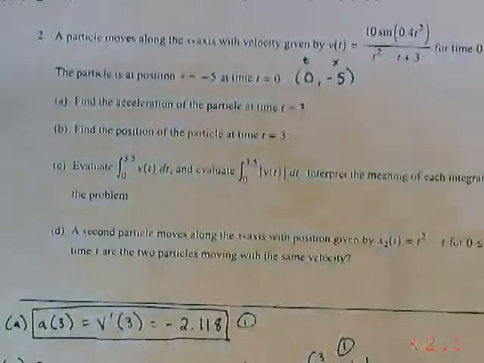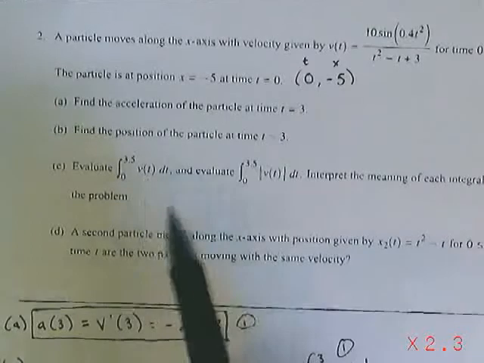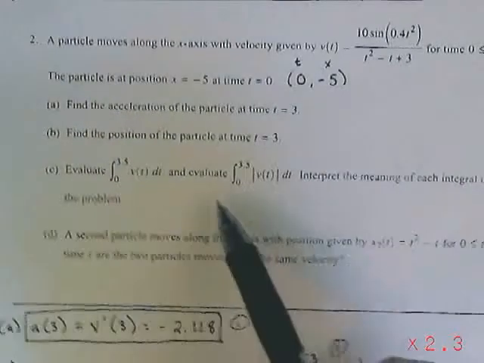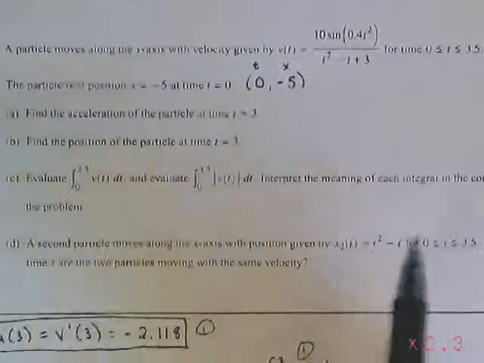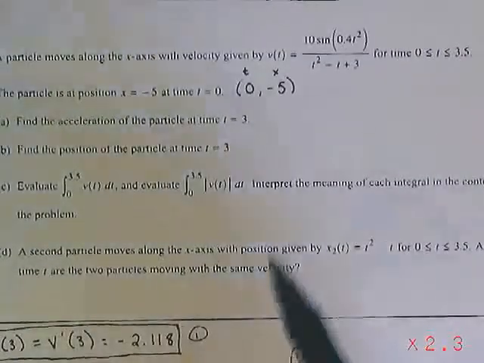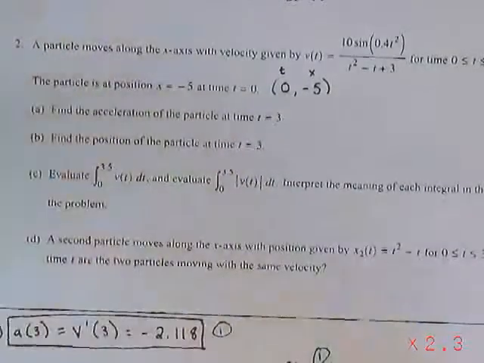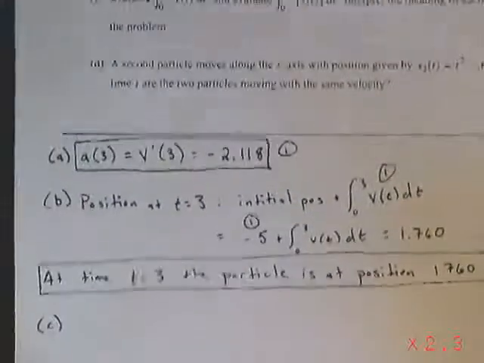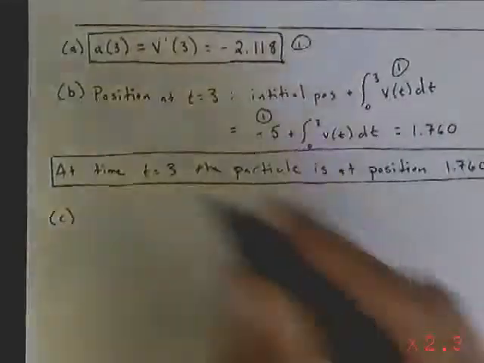says evaluate the integral from 0 to 3 of v of t dt and evaluate the integral from 0 to 3.5 of the absolute value of v of t dt. Interpret the meaning of each integral in the context of the problem. Okay, so the evaluation part is, can you plug it in on your calculator? So let's do that first, because that's the easy point. Okay, you get 1 point for getting both of these integrals.